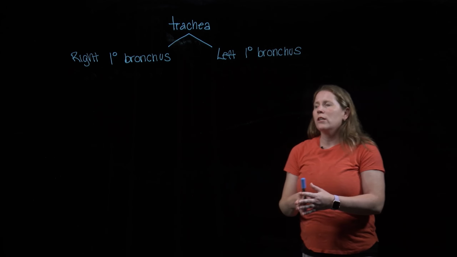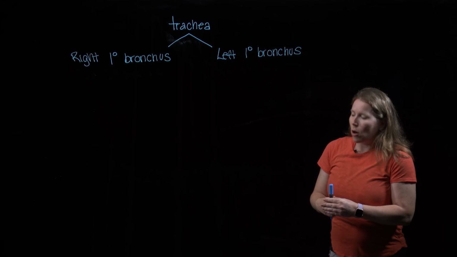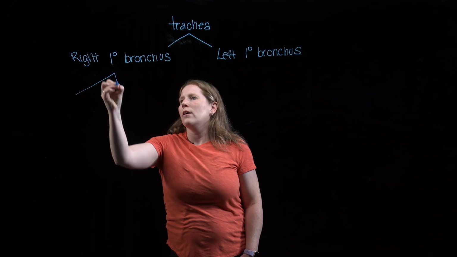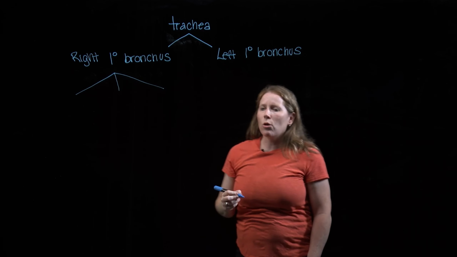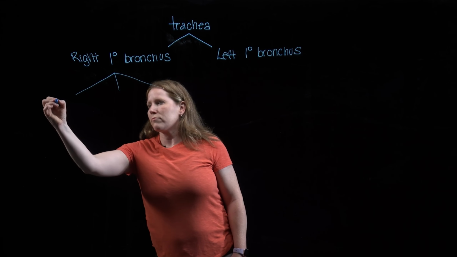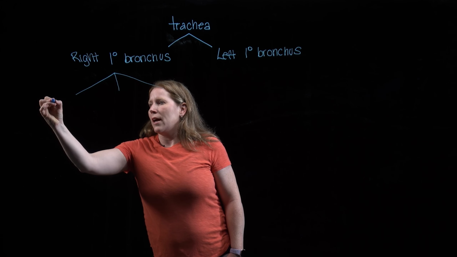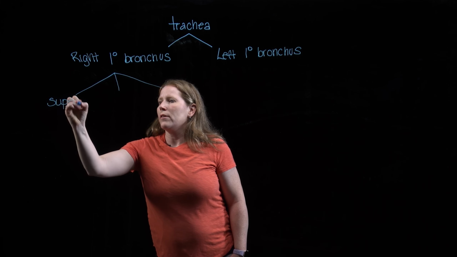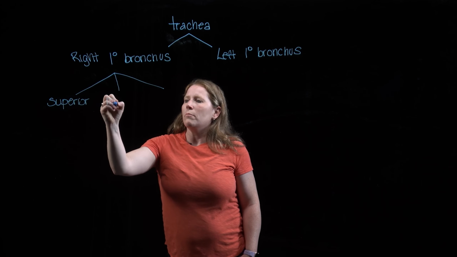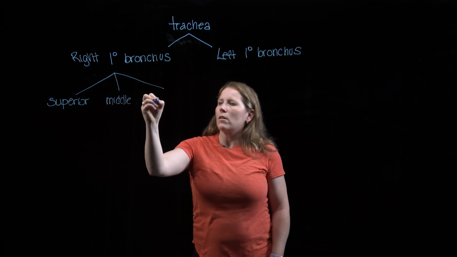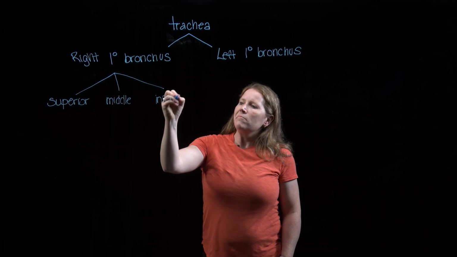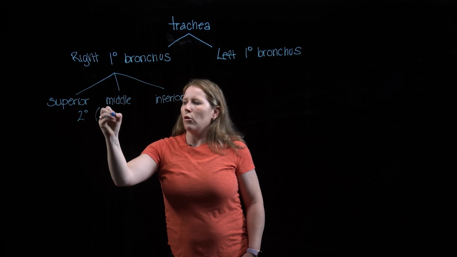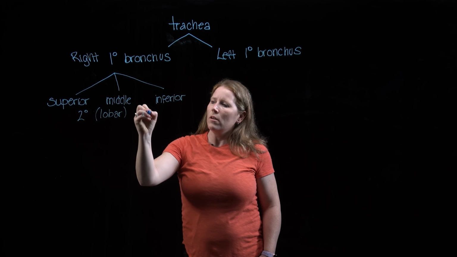So our next branching are going to be lobar bronchi. We can also call them secondary. So how many secondary bronchi will we have on the right? Well, it needs to correspond to the number of lobes that we have. So we will label these the same as the lobes: superior, middle, and inferior. These are all going to be secondary or lobar bronchi.